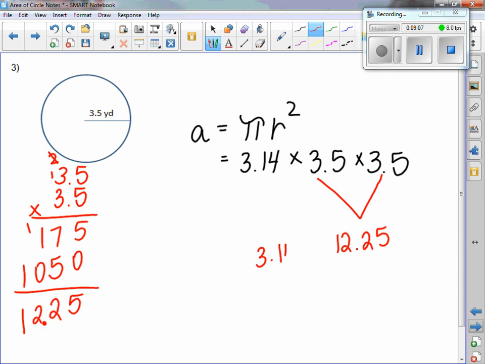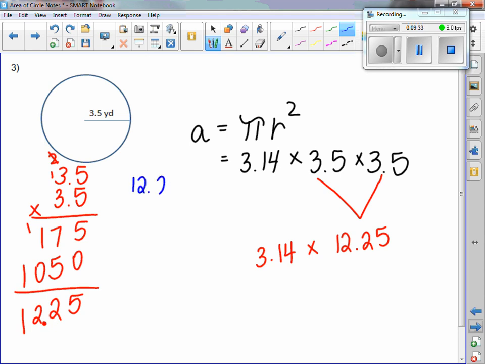I'm not done. I still have to go and multiply that by pi. Be careful. If this were a multiple choice question, they may have given you one of your answer choices as 12.25 to try to trick you. But you're not done with the 12.25. You still have to take it one step further and multiply that by pi. This is where things can get kind of messy. So make sure you're staying very nice and neat with your work.